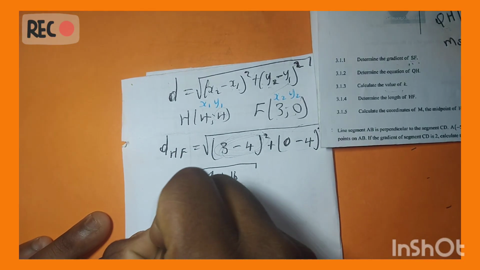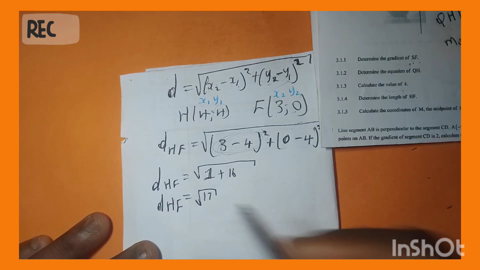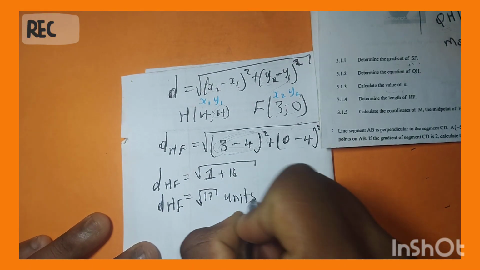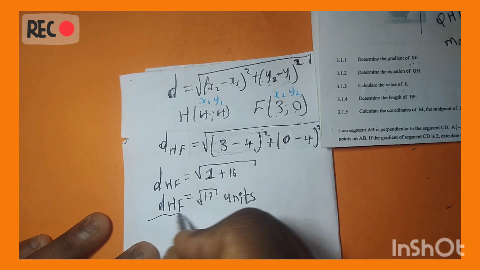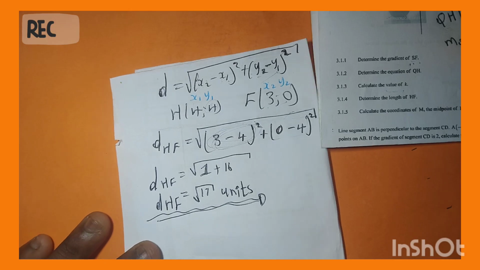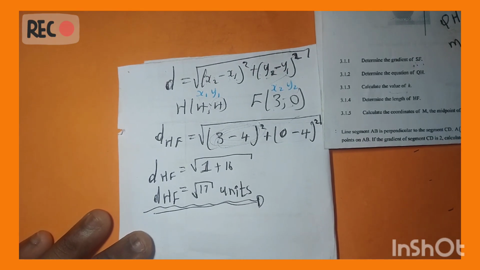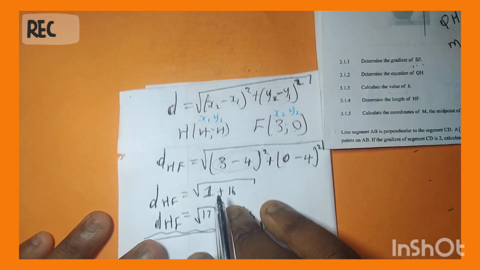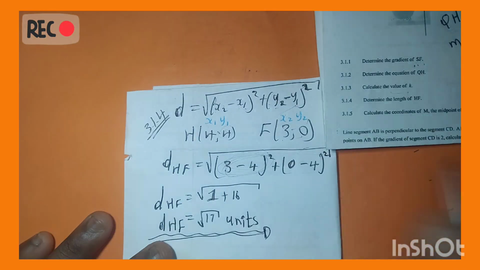HF is √17. Do you see this? Then you can say units. You can say units, as you can see. So this one you can leave as your final answer. Leave your answer in surd form. That was question 3.1.4.